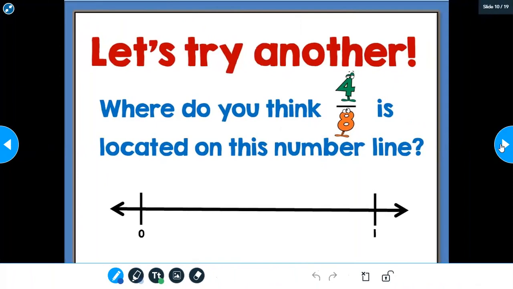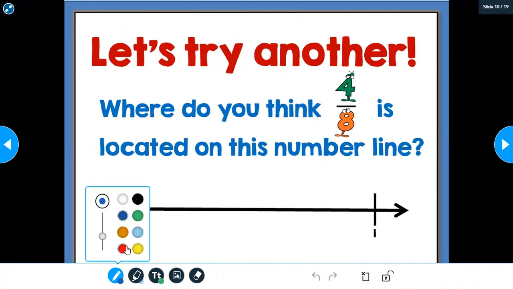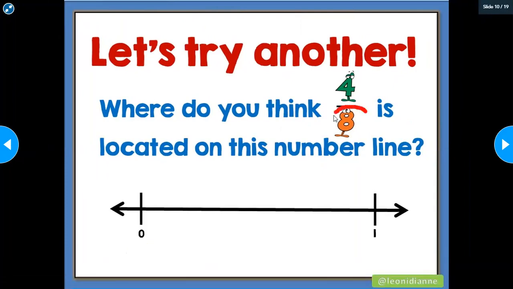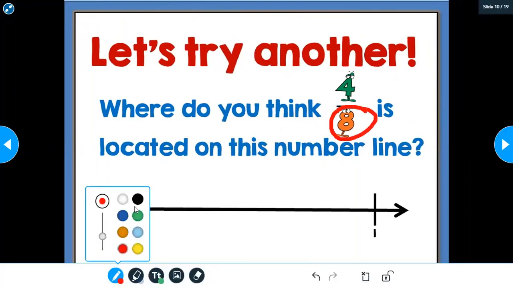Can you try another one? Where do you think 4/8 is located on a number line? So draw yourself a new number line. That straight line, arrows on either end, 0 and 1, tick marks at opposite ends. And this time we're going to break our number line into 8ths because that's our denominator. So you're going to just do the best you can with it.